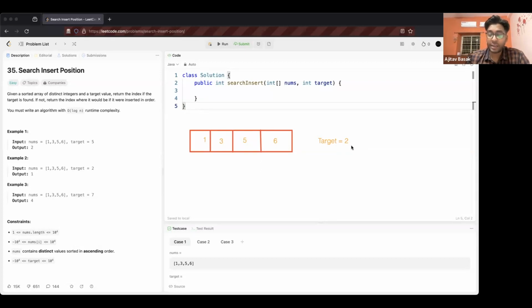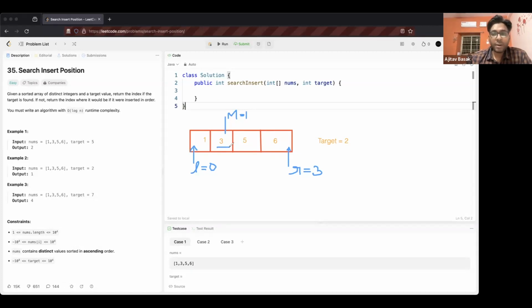In this case, again, we start with the same formula of left being at index 0 and right being at index L minus 1, or length minus 1, which is 3. Now our mid is index 1. Now we compare our target with this value, which is 3. Is 2 equal to 3? No. Is 2 less than 3?